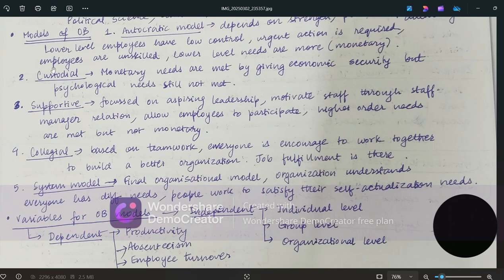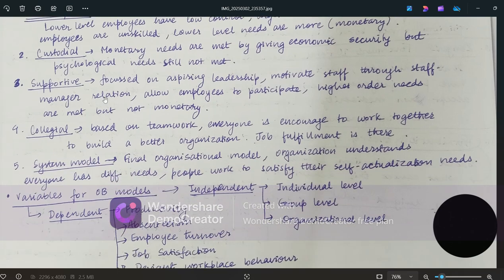In the custodial model, monetary needs are met by giving economic security, but the psychological needs are still not met. In the supportive model, it focuses on inspiring leadership, like staff is motivated through staff-manager relationship, and employees are allowed to participate. Higher order needs are met, but the lower order needs like monetary needs are not met.